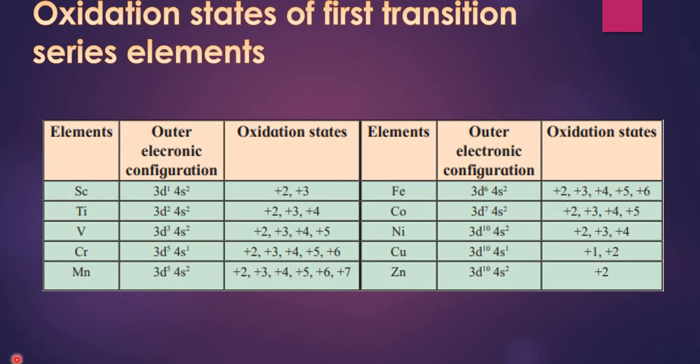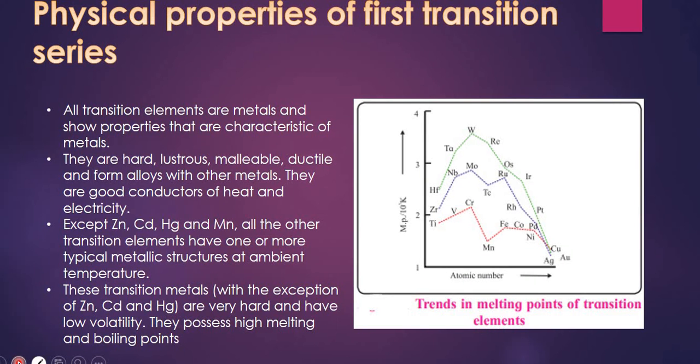Now, physical properties of the first transition series. All transition elements, or you can say all the elements present in the d block, are metals, and they have characteristic properties of metals. They are hard, lustrous, malleable, and ductile, they form alloys, and they are good conductors of heat and electricity.